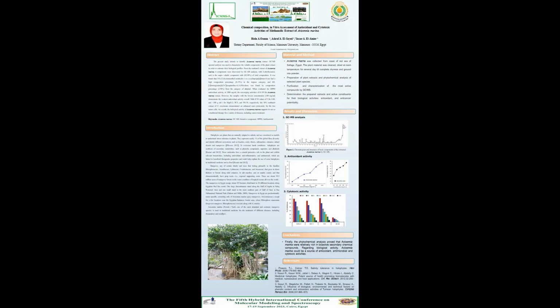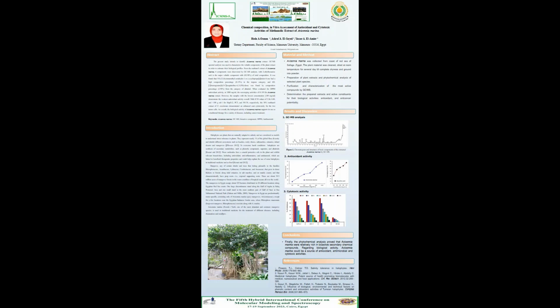Preparation of plant extracts and phytochemical analysis of selected plant species. Purification and characterization of the most active compounds by GC-MS. Results and discussion. GC-MS analysis. The volatile components of the methanol extract of Avicennia marina were accurately characterized by GC-MS analysis. The most abundant molecule was palmitic acid, 12.57%, isolated after 21.65 minutes, followed by 3,14,16-trihydroxycard-20,22-enolide, 7.92%, and stigmast-5-en-3-ol, 3-alpha, 24S, 7.91%.